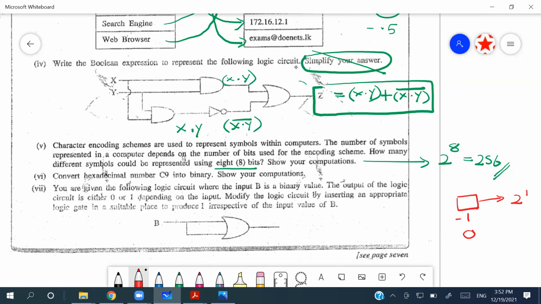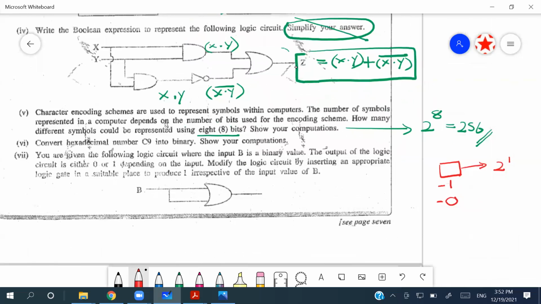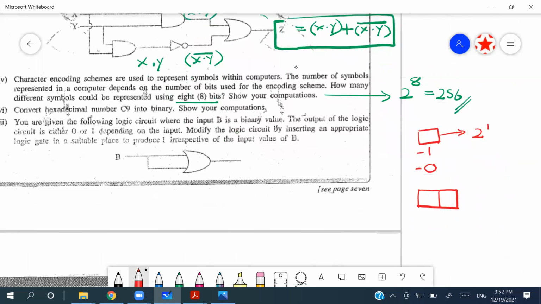Right? So with 1, you can represent one thing, and with 0, you can represent another. So only 1 bit. If you got 2 bits, you can represent 4 values. 0, 0 will represent something, 0, 1 will represent another thing, 1, 0 represents another, and 1, 1 represents the last. So the number of combinations is 2 to the power 2.